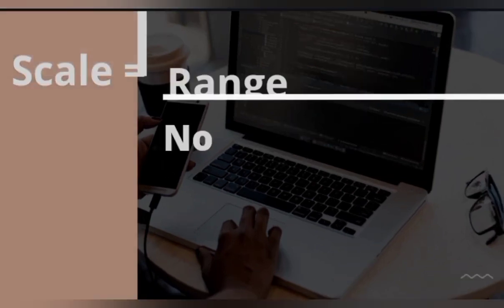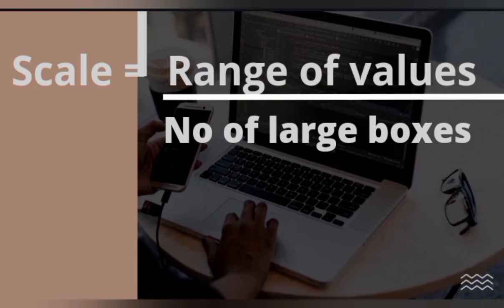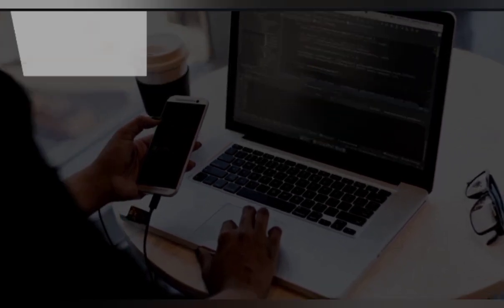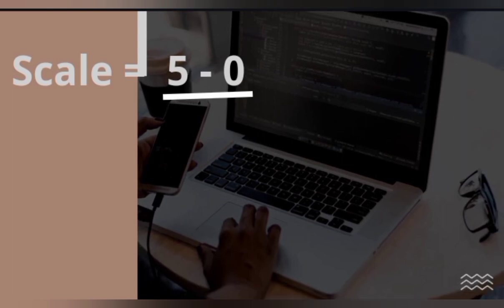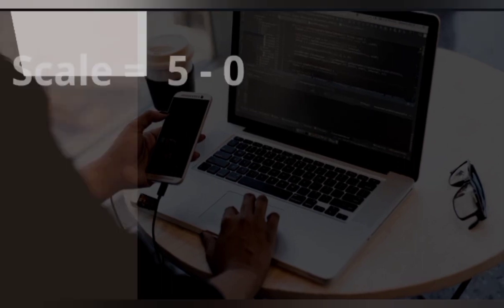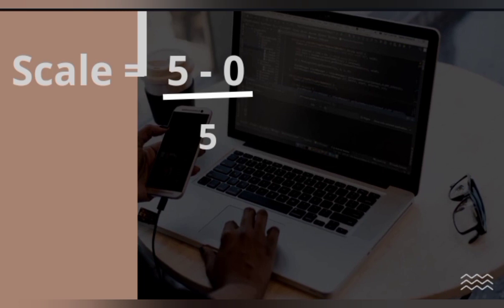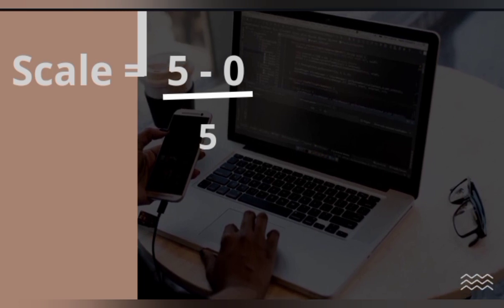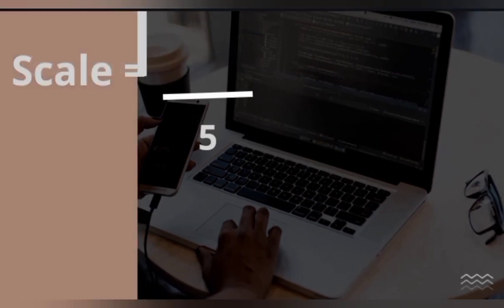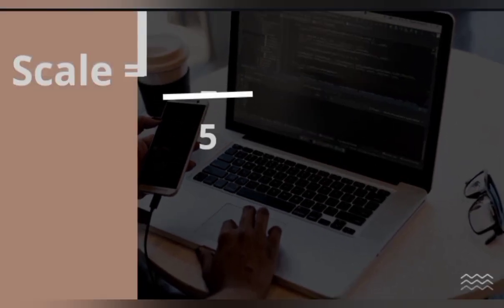Now we can come back to our formula that says that scale is range of values over number of large boxes. So inputting what we have, our scale will be the range of values, which is 5 minus 0, which will give us 5, of course, divided by the number of large boxes, which from what we counted, we have 5 large boxes. So our scale is 5 minus 0 over 5, which gives us 5 over 5, and which ultimately gives us 1.